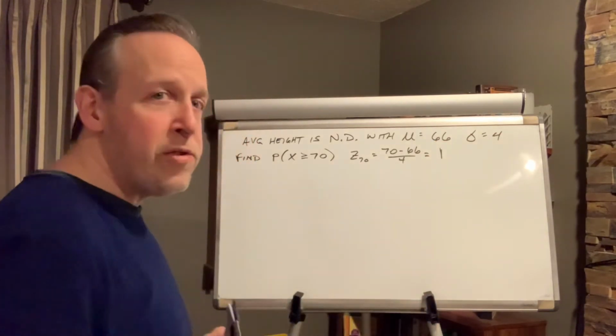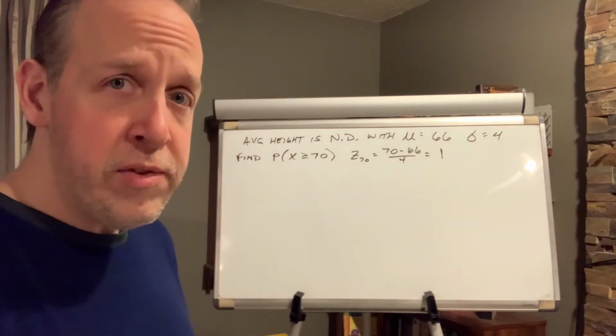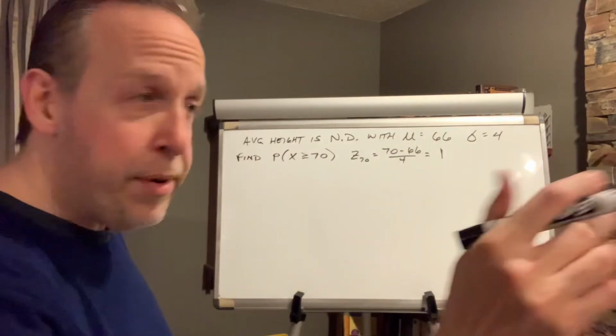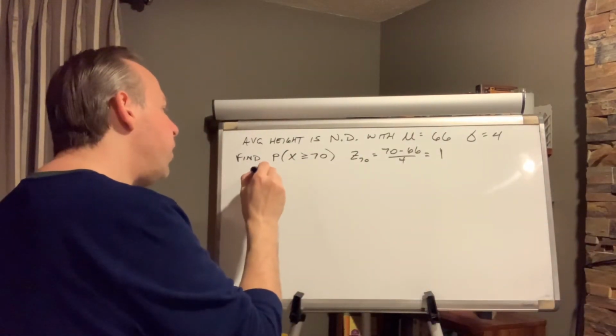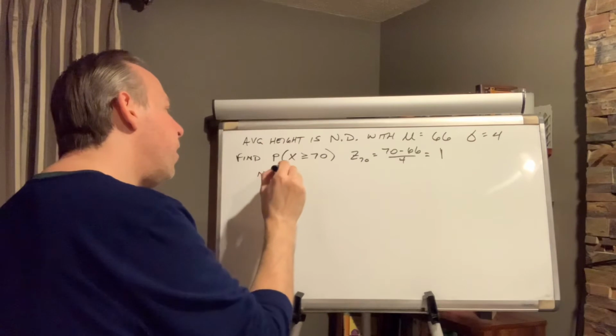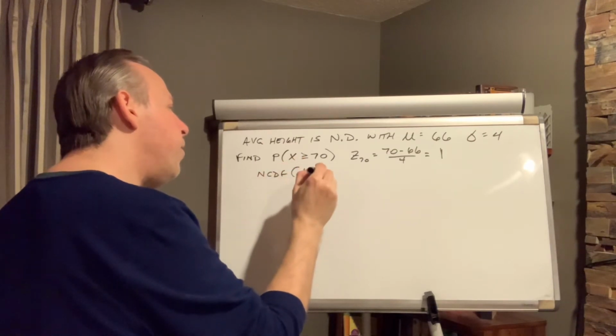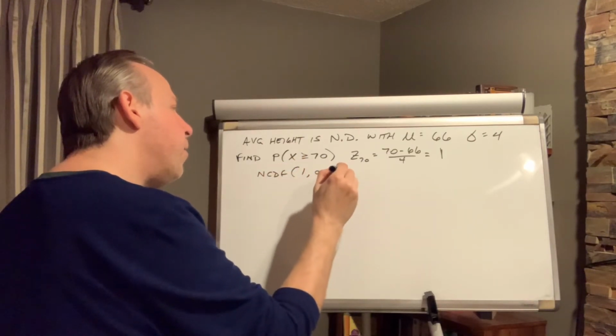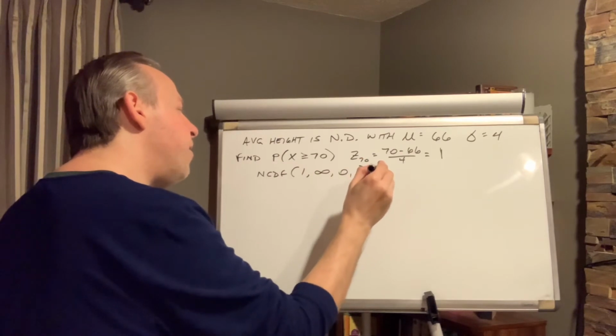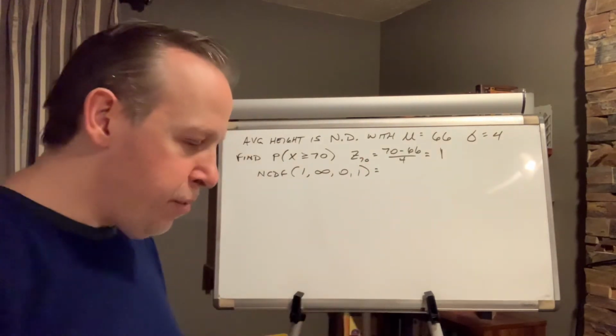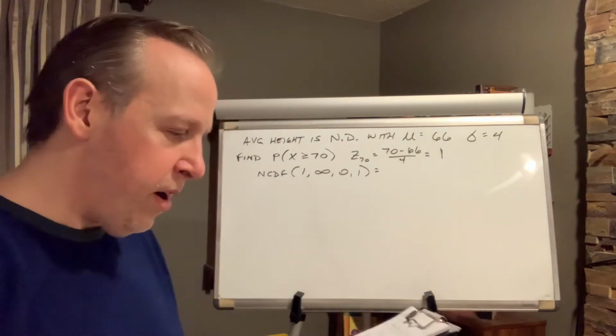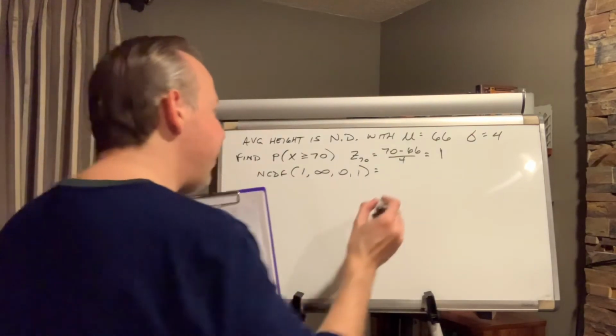So we're talking about a z-score of 1, a person who is 1 standard deviation taller than the mean or above. So I'm going to use normal CDF from a z-score of 1 to an infinite bound, with 0 and 1 as the mean and standard deviation. And you plug it into your calculator, of course, and you find an answer of 0.1587.